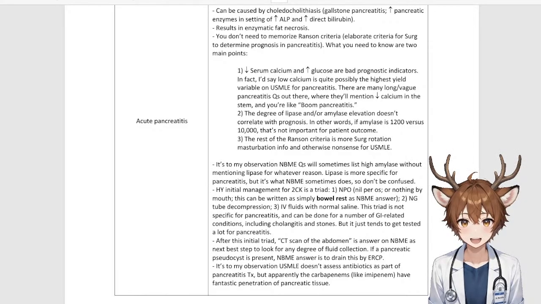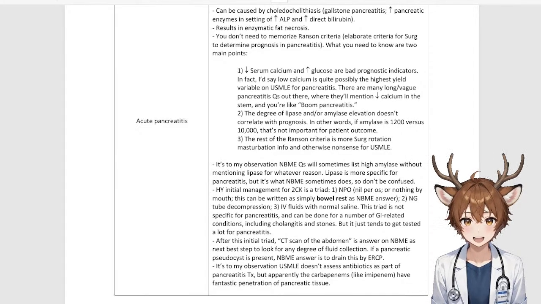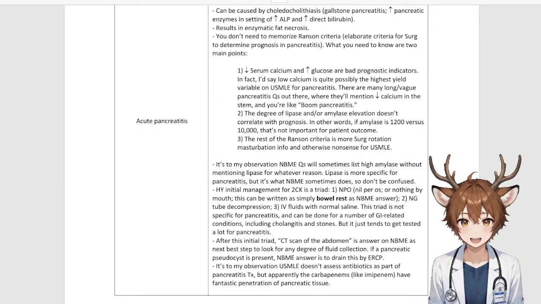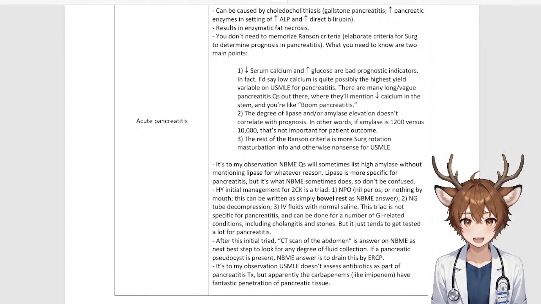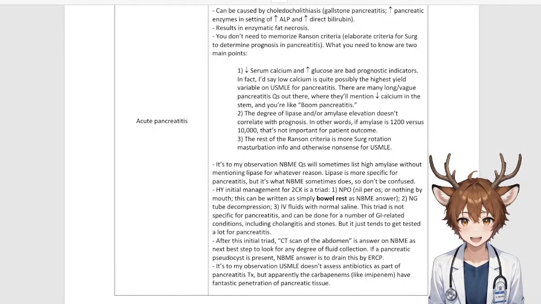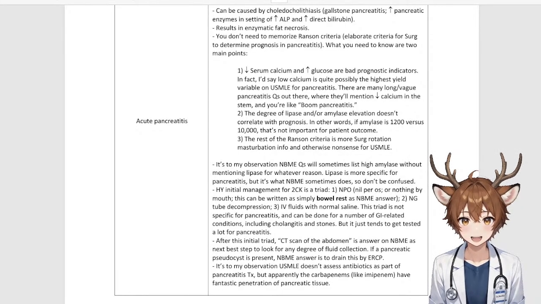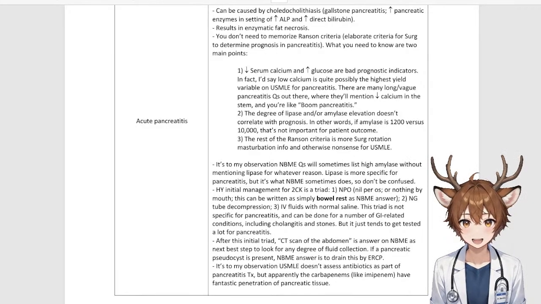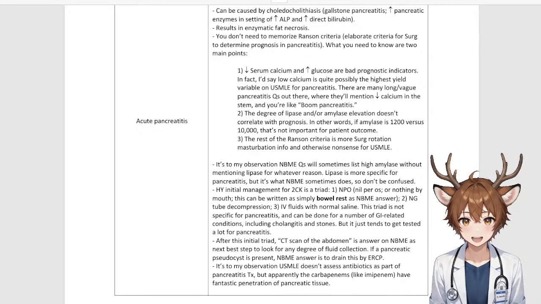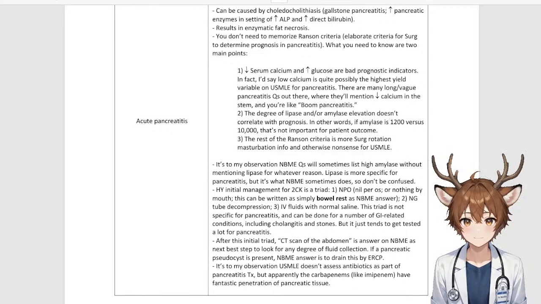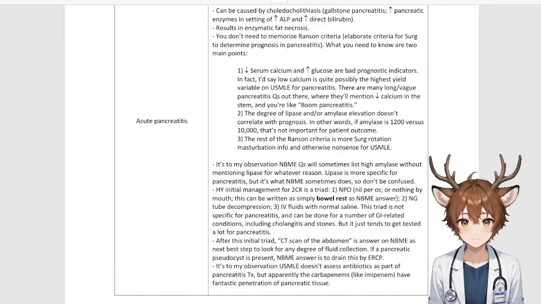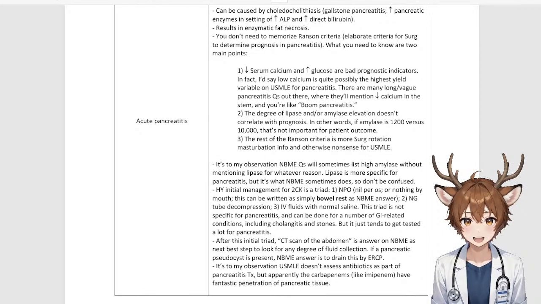High yield initial management for 2CK is a triad. One, NPO, nil per os, or nothing by mouth. This can be written as simply bowel rest as the NBME answer. Two, nasogastric tube decompression. Three, IV fluids with normal saline. This triad is not specific for pancreatitis and can be done for a number of GI-related conditions, including cholangitis and stones, but it just tends to be tested a lot for pancreatitis. So again, bowel rest, nasogastric tube decompression, IV fluids with normal saline.